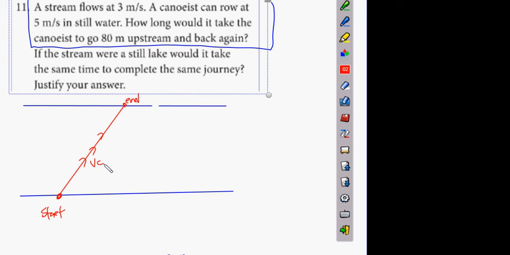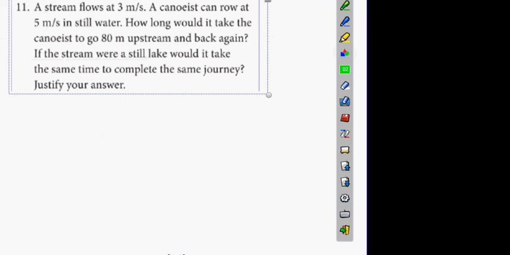Now, with 3 and 5, how long will it take him to complete the journey? The canoe can row 5 meters per second, how long will it take to go 80 meters upstream and back again? We don't know for sure if he's fighting the current to get there, do we? Do we know if he's just putting his head down and going straight across, or actually fighting the current? We don't actually know this at all, do we? No.